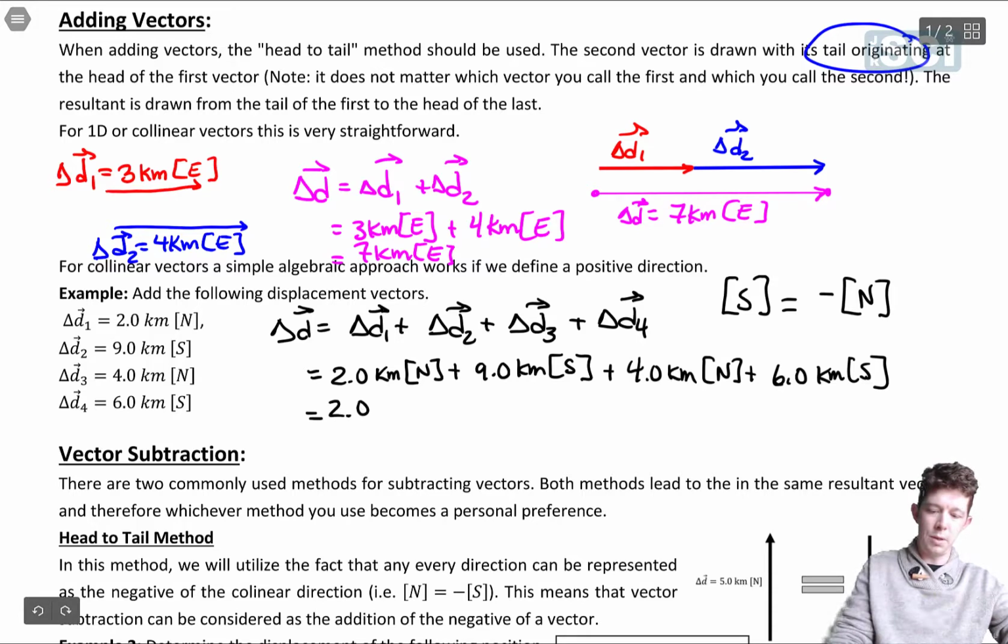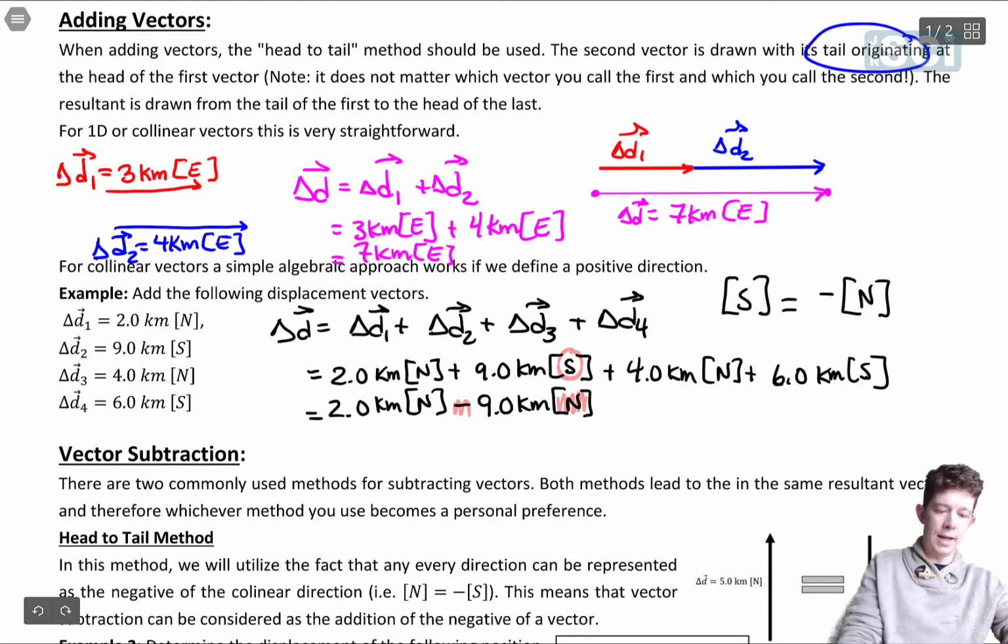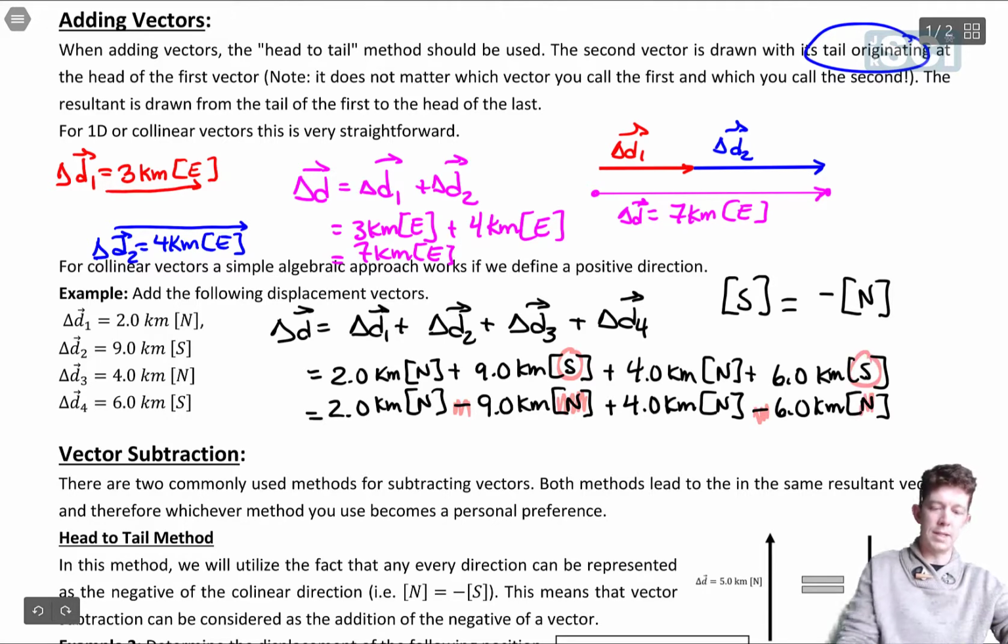So I say 2 kilometers north minus 9 kilometers north, because I used that idea that the negative north is my south. And then I'm going to go plus 4 kilometers north. And then I get that negative 6 kilometers north. And again, I use the idea that negative north is my south.